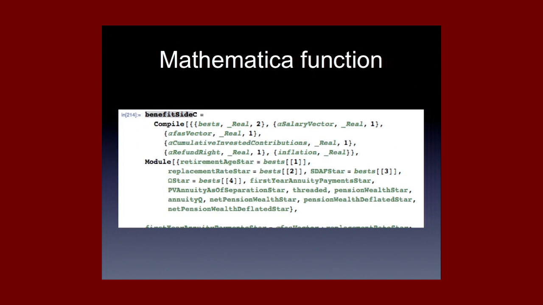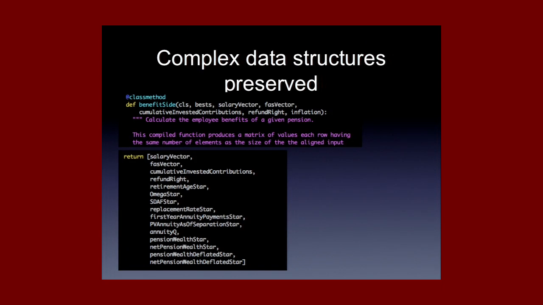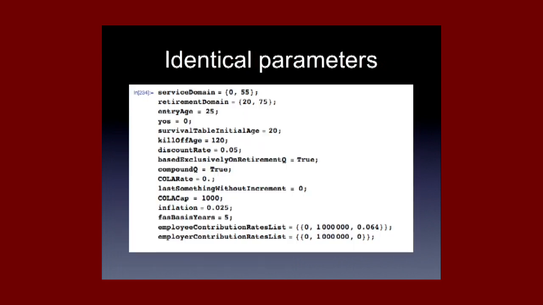The Mathematica side function is very similar. I'm just going to show it for comparison. It takes in exactly the same data arrays and is set up as a compiled module. This was written by Seth, my colleague. And the complex data structures are all preserved. This is the actual Python code that's returned, and you see there's quite a few different inputs and quite a few different outputs for each of these benefit side functions.